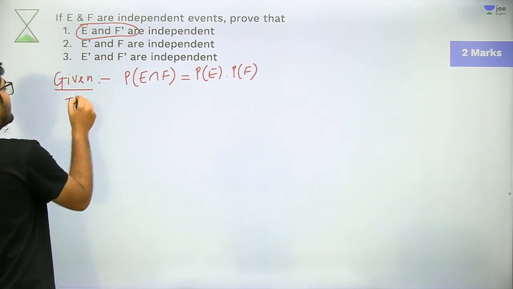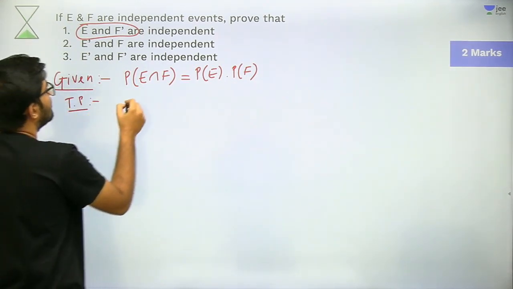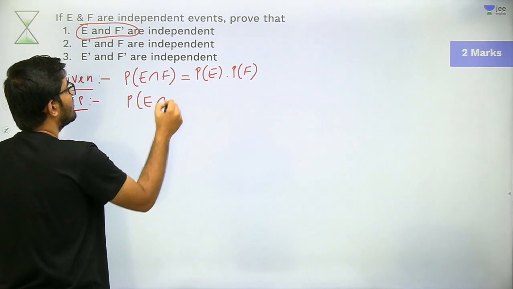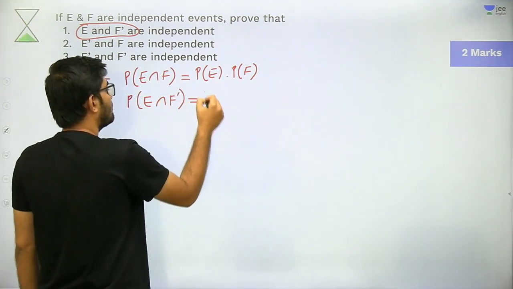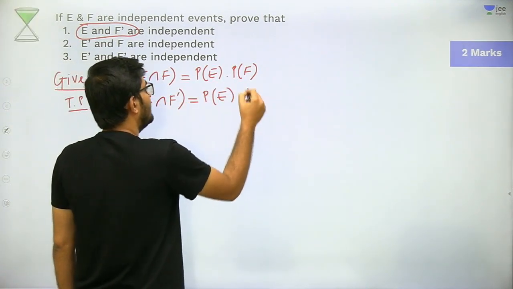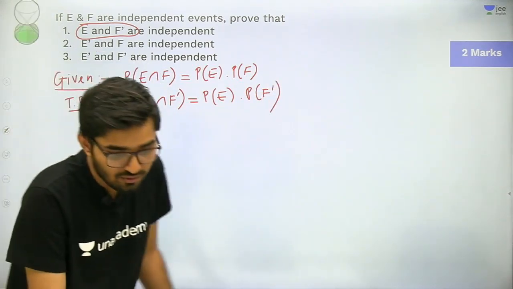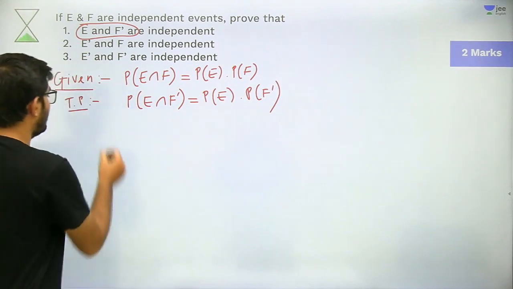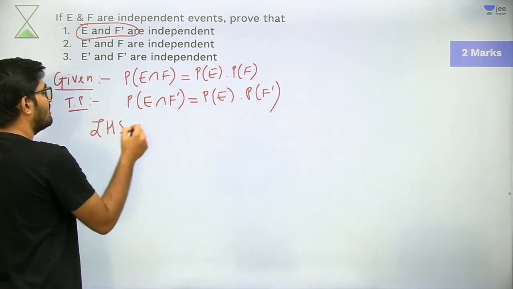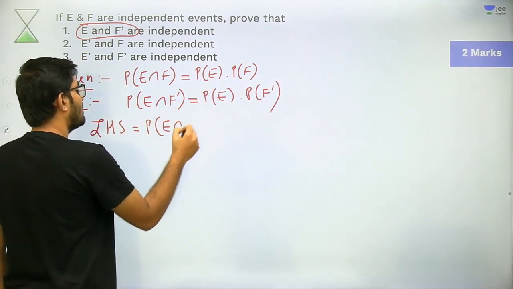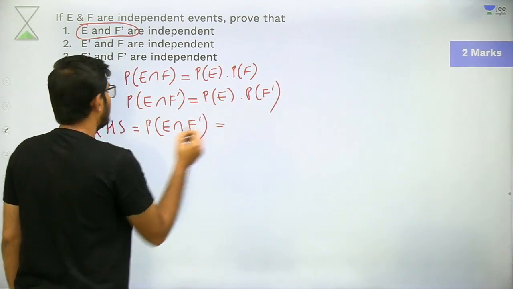Now what is to be proved? What is the thing that we want to prove? P(E intersection F dash) must be equal to P(E) into P(F dash). This is what we want to prove. So we can start from the LHS, the left hand side. What is the LHS? E intersection F dash. Now this will be equal to what?